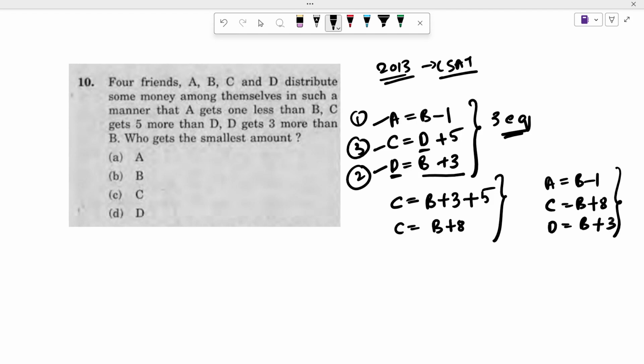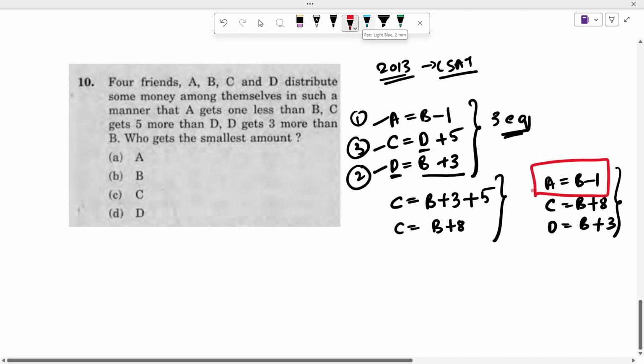Looking at this, which one is the smallest amount or the smallest term? By looking at these terms, we can say that A is equal to B minus 1 is the smallest amount, right? In order to confirm that, I will represent B on this number line. So where is A? A is 1 to the left, right? So we need to subtract it. So A will be here.